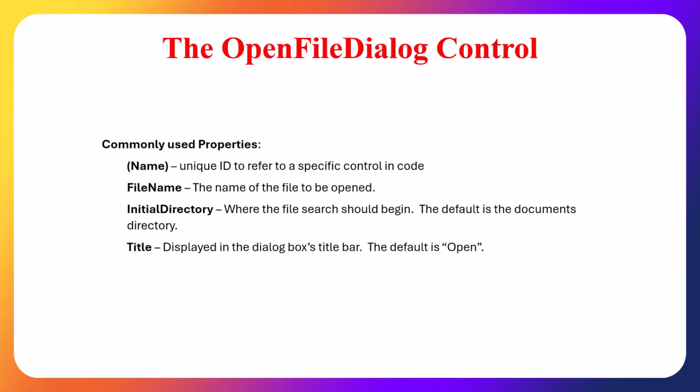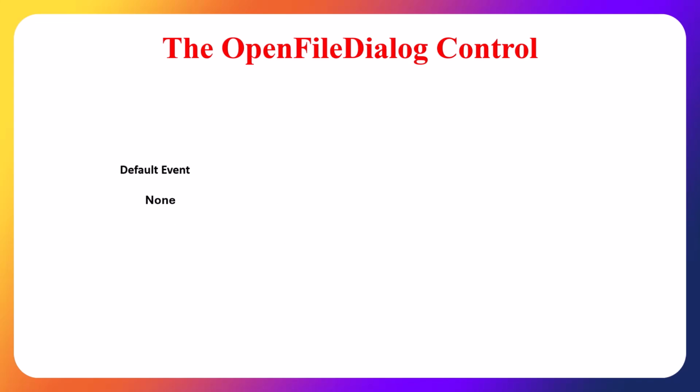The commonly used properties are: there's the name, a unique ID to refer to a specific control in code. There's a file name, the name of the file to be opened. The initial directory, where the file search should begin. The default is the documents directory. The title is displayed in the dialog's title bar. The default is open.